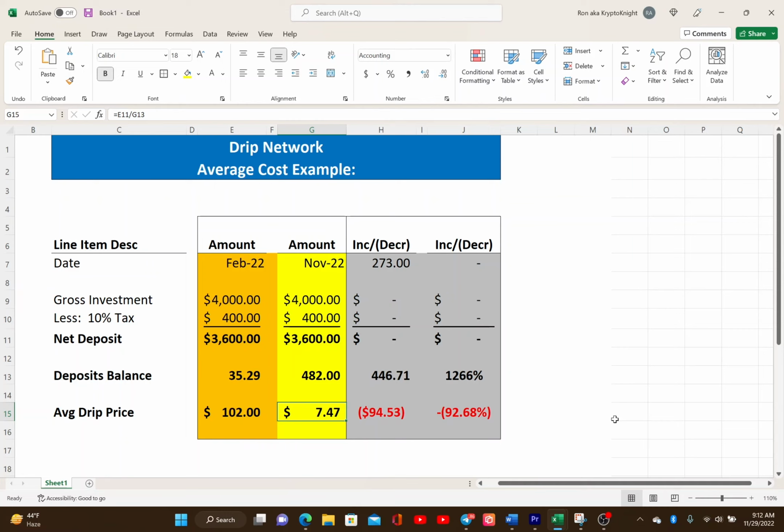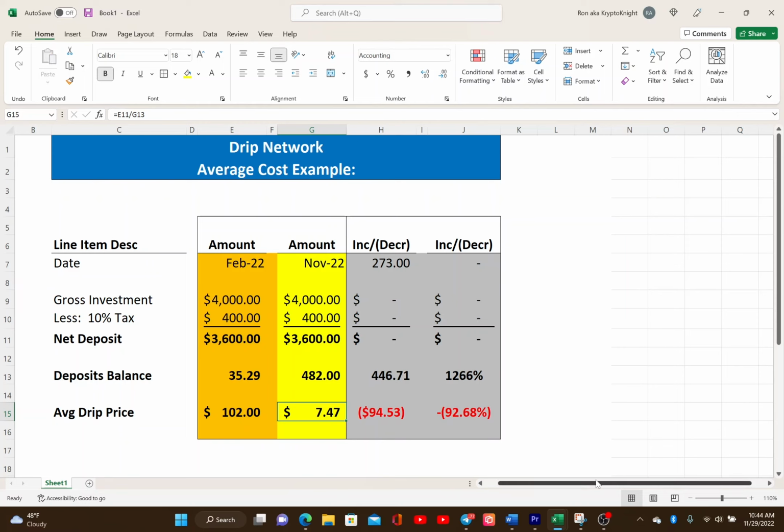So again, the question becomes, do we need Drip to moon? Do we need to get back to $20, $50, $100, $200? Do we need that? The answer is no. Do we want that? The answer is absolutely we do. But do we need it? No. That's what I'm saying. Is it possible for Drip to trade within a range between $5 and $10 and everyone will still be happy with their investment? That's the bonus.